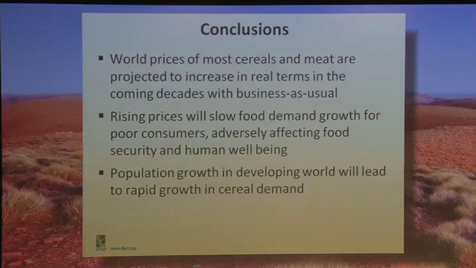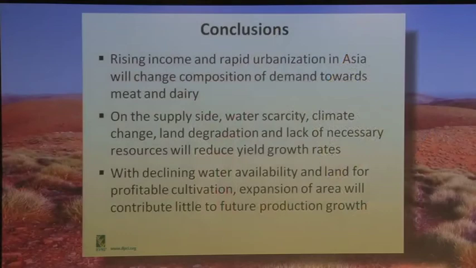So what are some of the quick conclusions and summary of what we said? Again, in our assessment, under our best estimate of what the baseline is going to look like, world prices of most cereals and meat will increase in real terms in coming decades, and those rising prices will slow food demand growth for poor consumers in the developing world with negative impacts on food security and well-being. And population growth is the main driver, together with demand for meat, for still significant growth in cereal demand. But we're also seeing income and rapid urbanization changing the consumption demand, particularly in Asia, but even elsewhere, towards meat and dairy, and then high-value crops like fruits and vegetables.